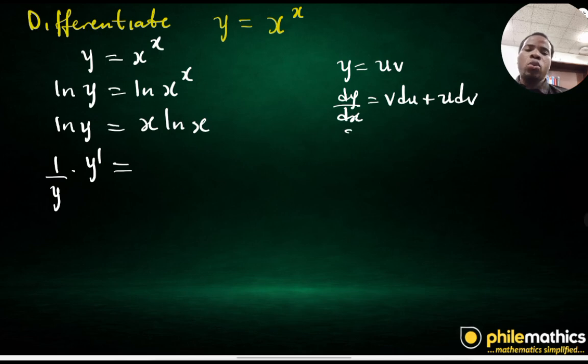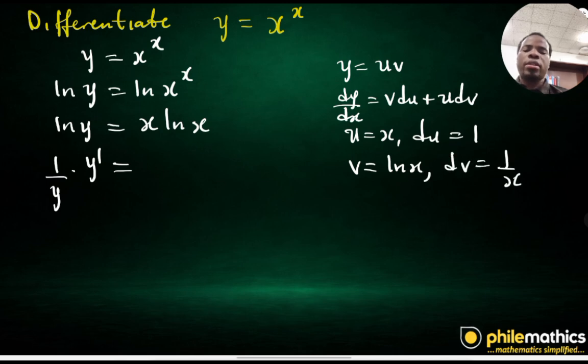So if our u is x, our du will be 1. If our v is the logarithm of x, our dv is simply 1 over x. So we'll substitute this here. v is log x, du is 1, plus u is x, dv is 1 over x.